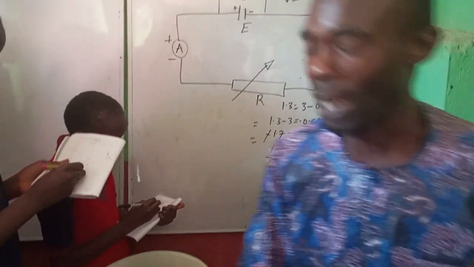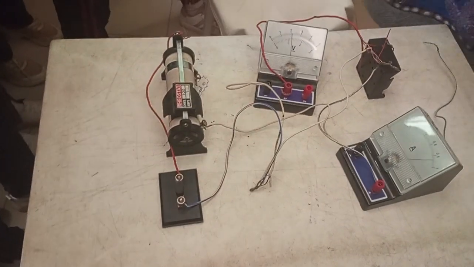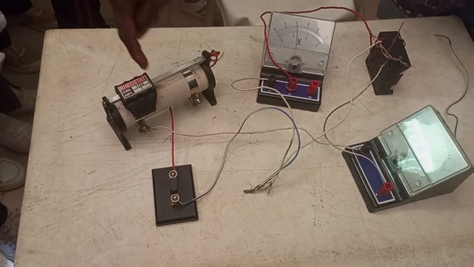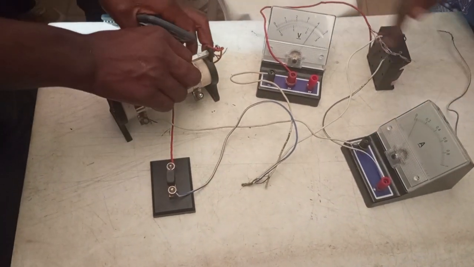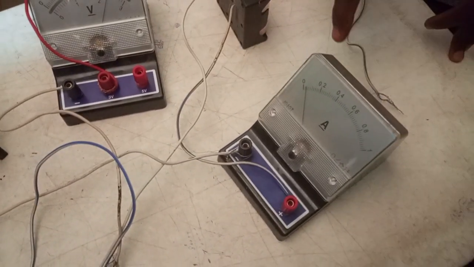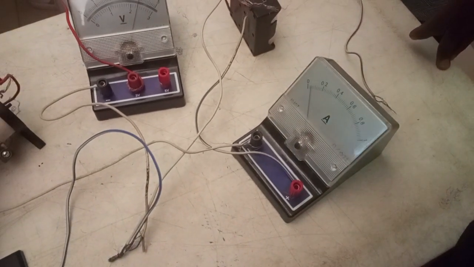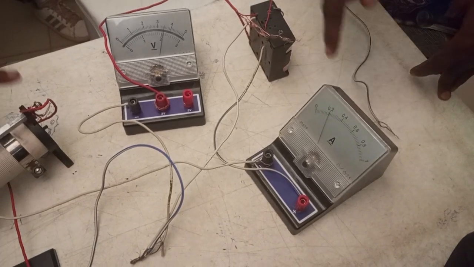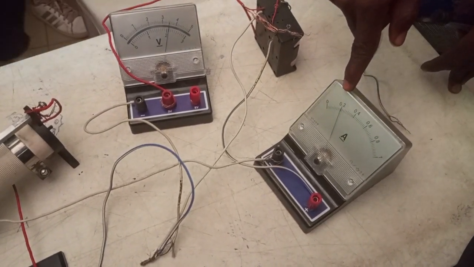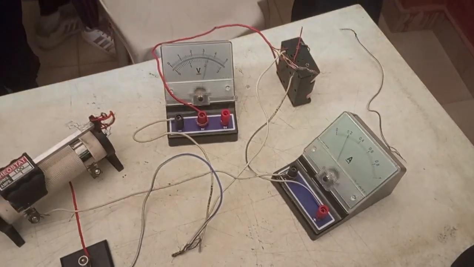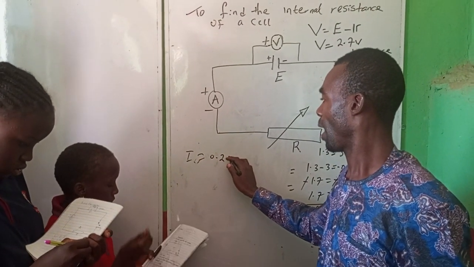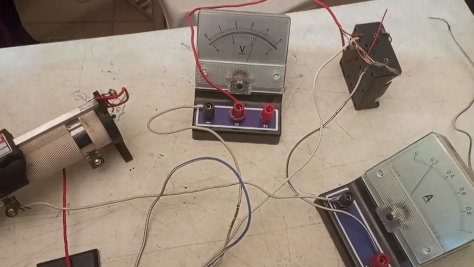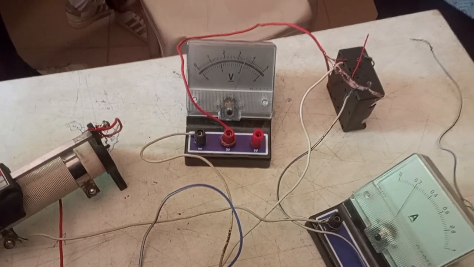Now, please, back to the practical. This is our rheostat. Come and adjust it. Adjust the rheostat a little. What is the value of the current? Our value of current is what? 0.2 amps. Good. Now our current is 0.2 amp. What is the value of the voltage? 2.1 volts.